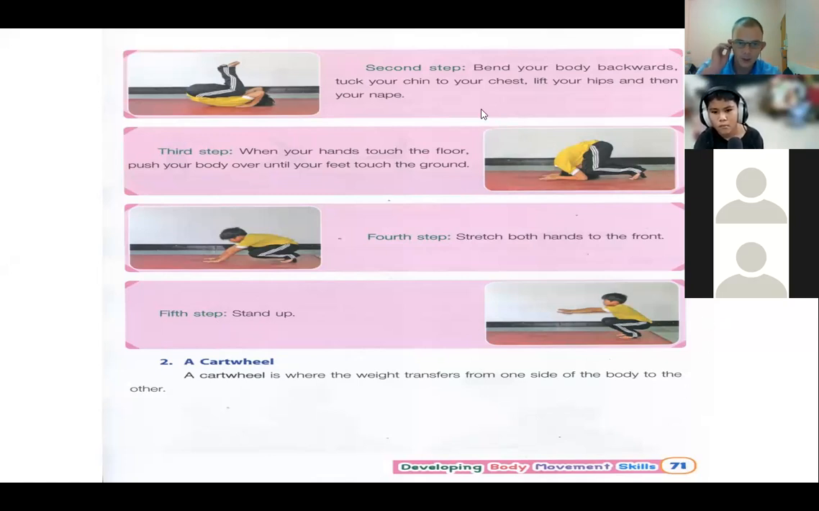Okay. The fourth step, stretch both hands to the front and stand up. So look here, the back roll. When you do the back one, you end in the position. Look at this. You finish here. Now this is the start. Start of what? Start of forward roll.